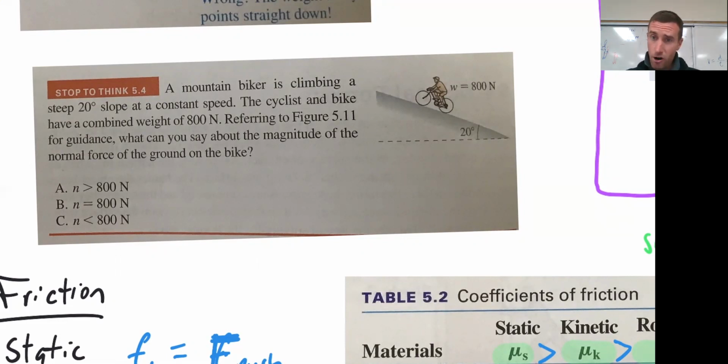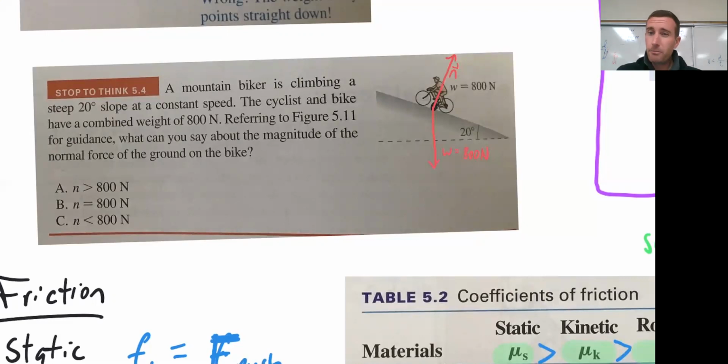I'm actually going to start by drawing my force diagram here. I've got my biker there. I know that the weight goes straight down like that, and the weight equals 800 newtons. I know that my normal force goes perpendicular to my slope like that. And then the question is, is my normal force the same as my weight? Is it less than my weight? Is it more than my weight? And I've got a 20-degree angle that it's going up.